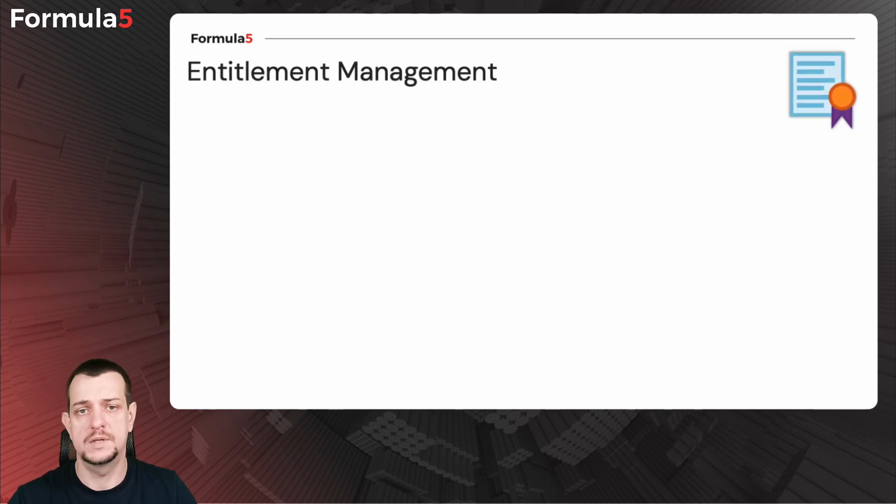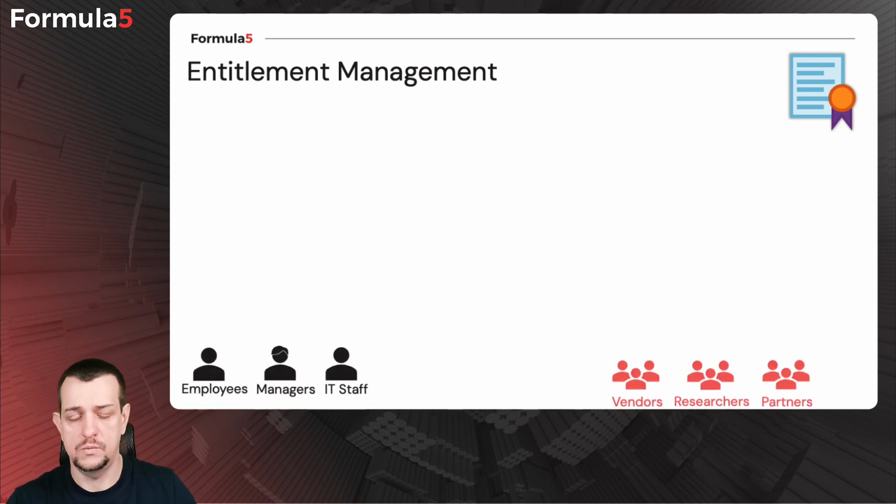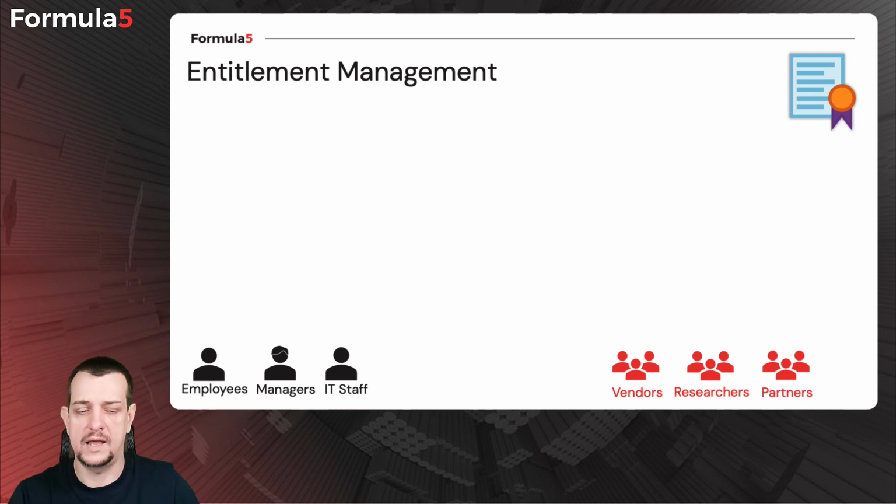Let's start from the first part, which is entitlement management, and this is the feature that can help you manage access to the resources. Let's imagine on the left side we have internal users like managers, employees, and IT staff, and then on the right side of the screen you can see the third-party contractors/partners like vendors, researchers, and partners. So entitlement management can help us create the access packages.